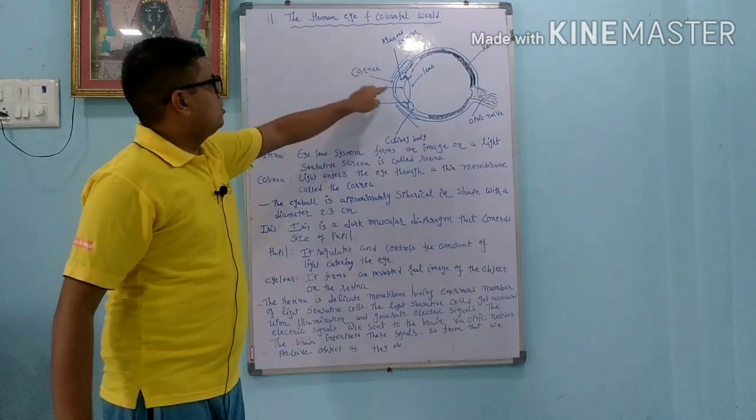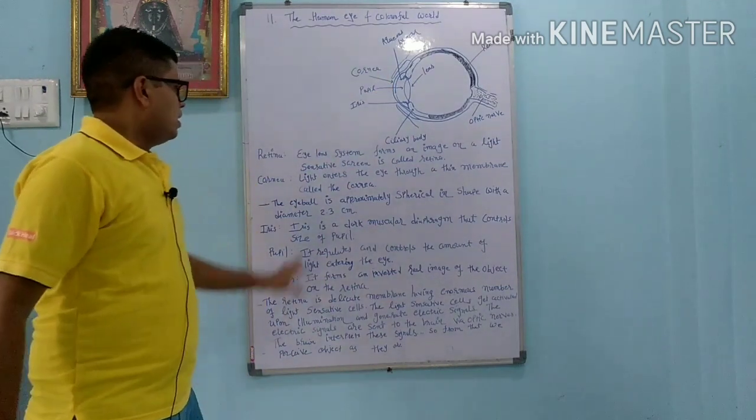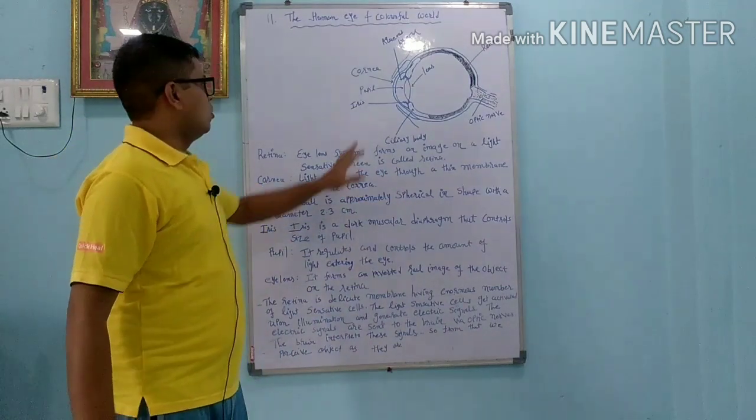Cornea: the outer part, a thin membrane present in the eye, is called the cornea. Light enters the eye through a thin membrane called the cornea.